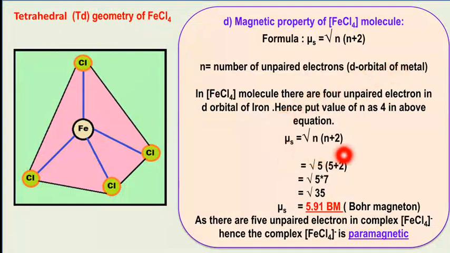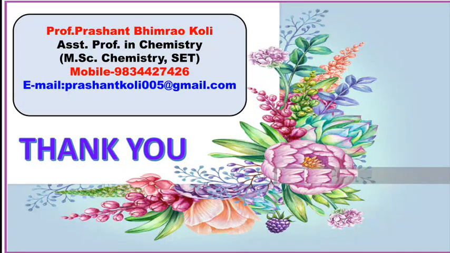Put the value of n as 5 in this formula, mu s is equal to under root of n into n plus 2. Here the value of n is 5 because 5 unpaired electrons are present in the d orbital. By doing the calculation, 5 into 7, that is under root of 35, the value comes to 5.91 Bohr magneton. As there are 5 unpaired electrons in the complex, the FeCl4- molecule is paramagnetic, spin free or high spin complex. So depending upon the magnetic property, we can calculate the magnetism in the complexes.